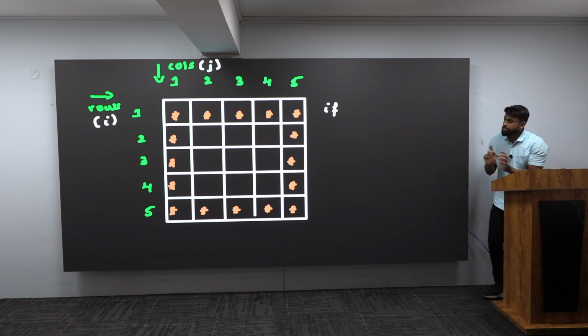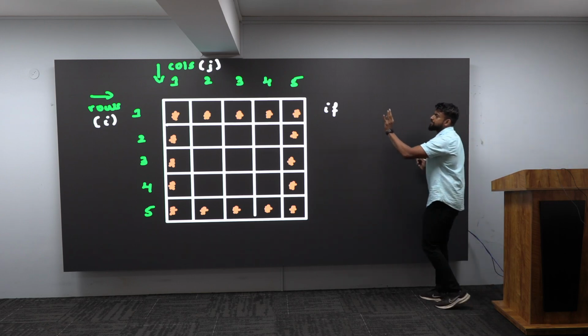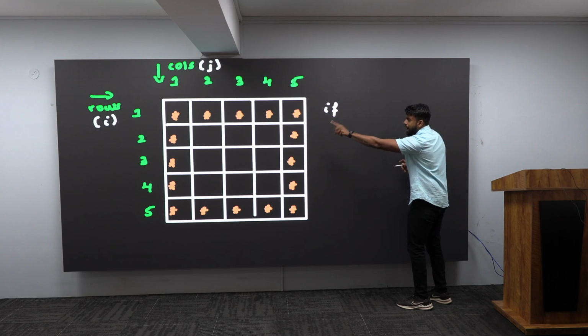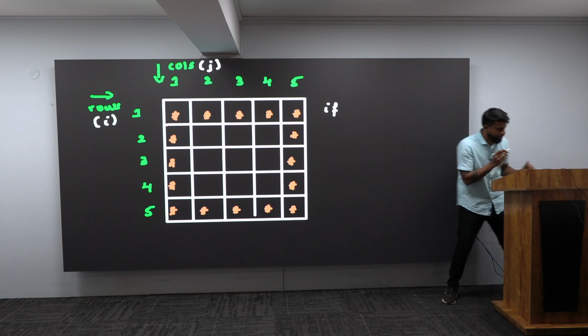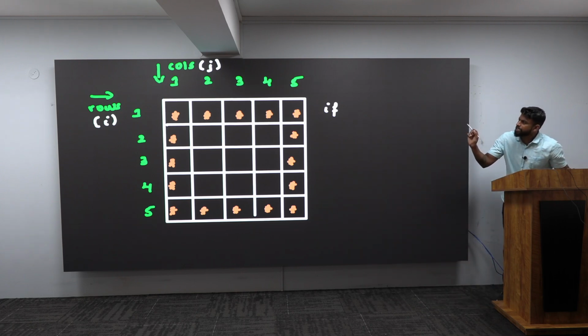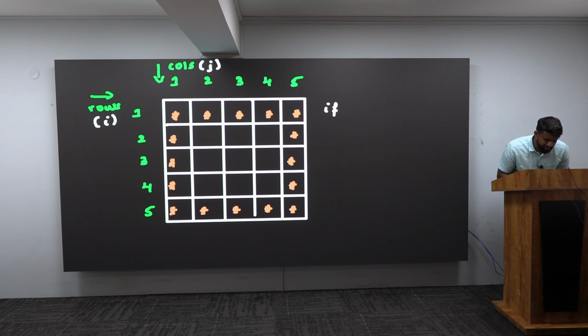Some people I will appoint and keep it. Sensing this much? Great. So from now onwards, whenever I tell rows, who is he? I. Whenever I tell columns, who is he? J. That you should be having in your mind. Very good. Now what's this? If row equal to 1, what you should tell? Rows means I, right? If I equal to 1 and what?